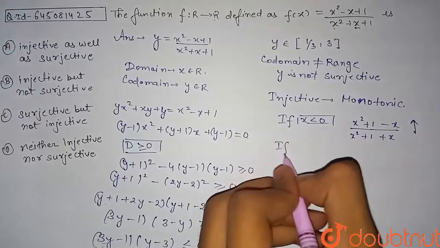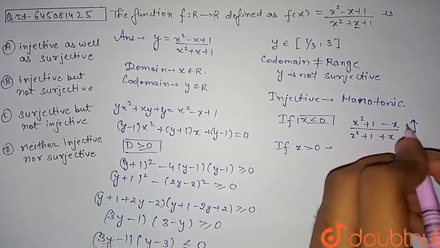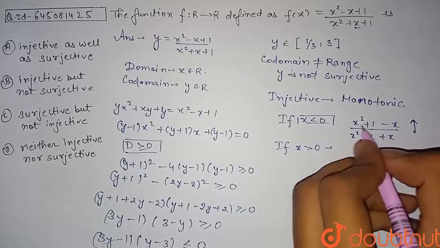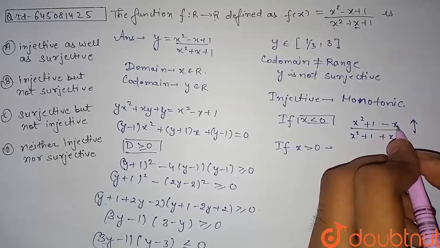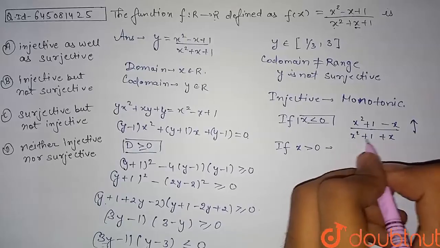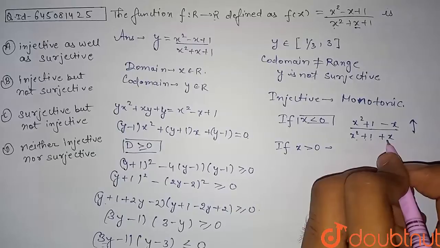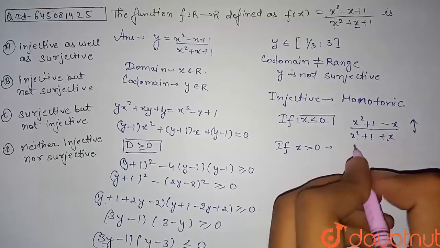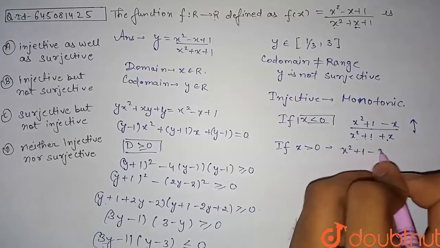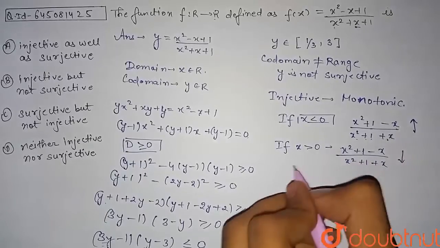And if x is greater than 0, then the numerator of this function will decrease, because if x is positive, then this will be a negative quantity. So x square plus 1 minus a positive quantity will decrease it. And the denominator is a positive quantity which is increasing, so this denominator will increase. So the function (x square plus 1 minus x) upon (x square plus 1 plus x) will decrease for x greater than 0.